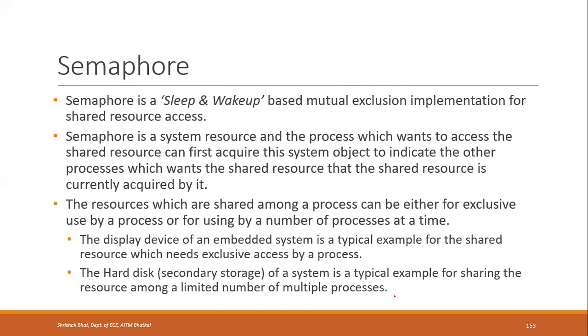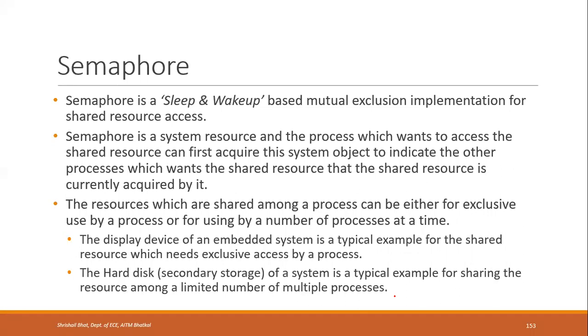It is actually an object that is created, and the process which wants to access the system resource can first acquire the system object to indicate to the other processes which want the shared resource that the shared resource is currently acquired by it. It's like a token which is created. Acquiring that token is an indication that I have the access, so you cannot access it. The process which has that token, this object or the semaphore, will show the semaphore to other processes: I have the access, you all cannot access it. So that is the meaning of this semaphore.